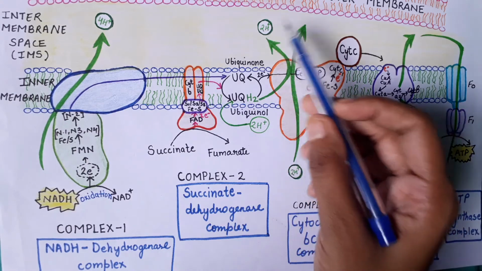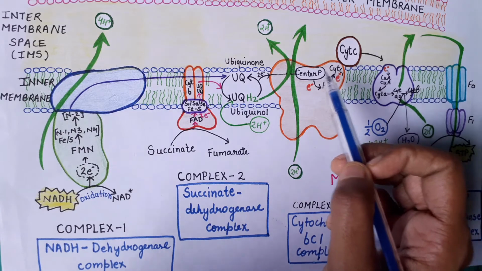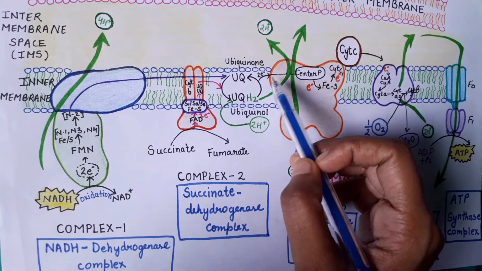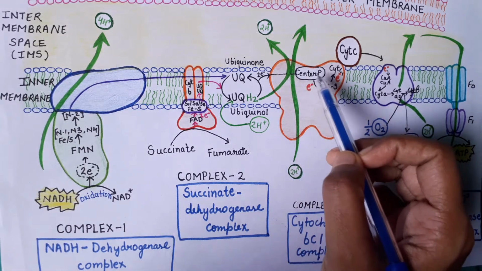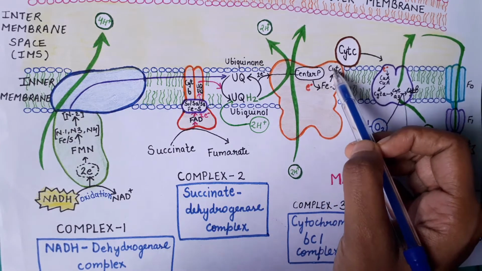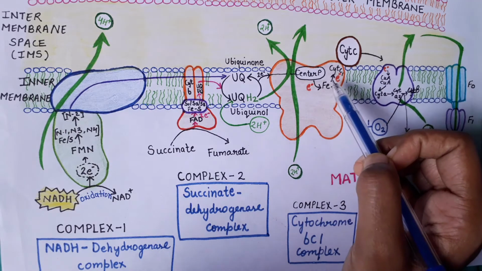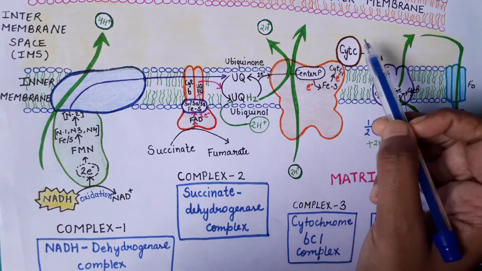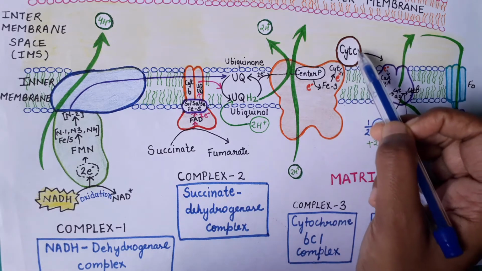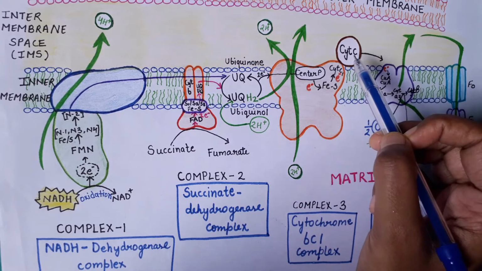So these 2 protons have been pumped as soon as the electrons are transferred to the complex 3. Now these 2 electrons in the complex 3 are accepted by iron sulfur centers. Then these are accepted by the cytochrome C1. Now these 2 electrons are transferred to the next electron carrier. The next electron carrier is your cytochrome C. This cytochrome C is mobile in nature and it will carry only a single electron at a time.